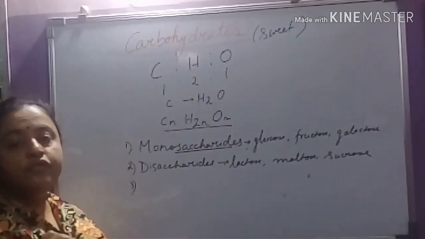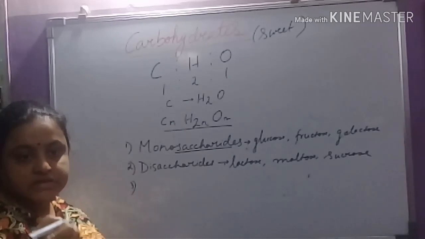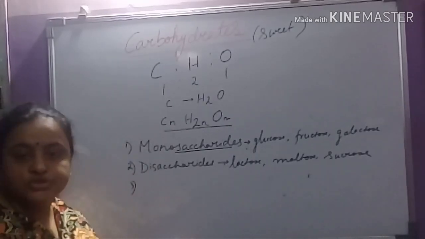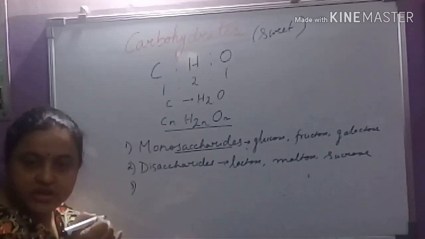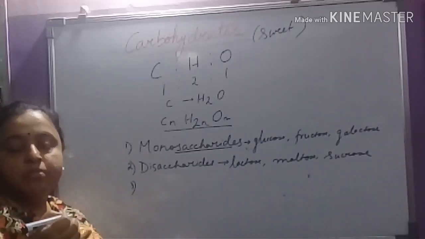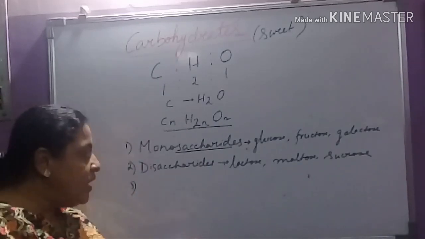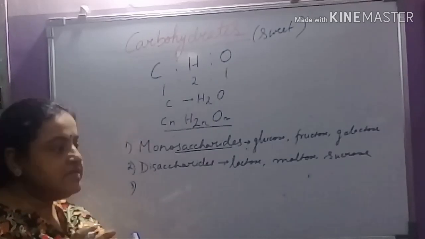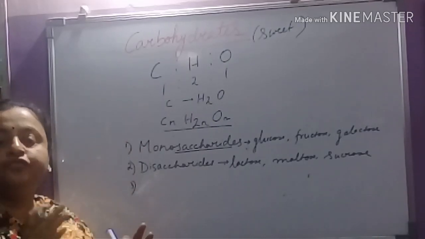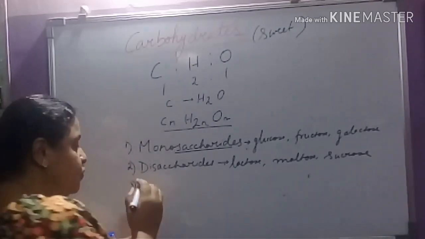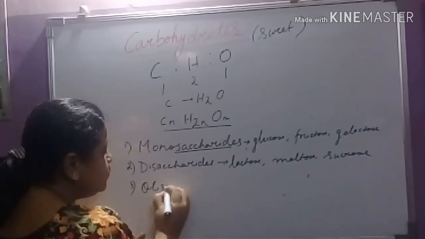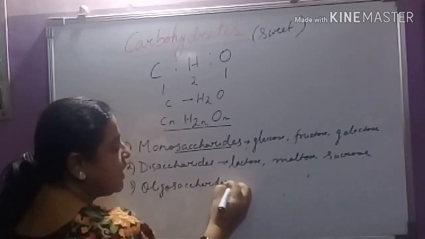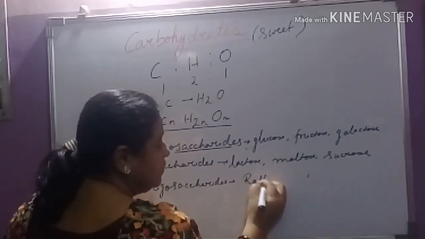Now, when the number of units is more than 2, that is when the number is 3 to 7. However, in many books you might find the number is from 3 to 10. Such carbohydrates are known as oligosaccharides. Therefore, oligosaccharides are basically carbohydrates which are made up of 3 to 7 or 3 to 10 units. So, they are referred to as the oligosaccharides. An example of oligosaccharides is raffinose.